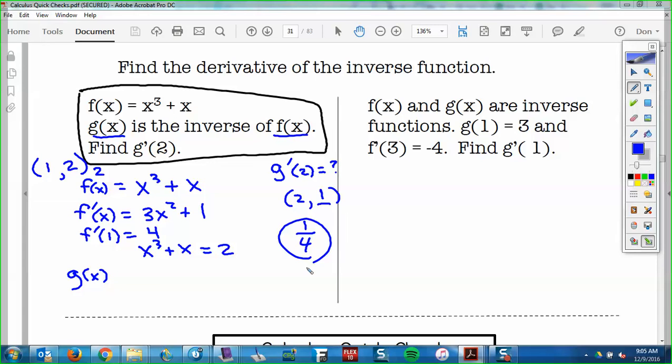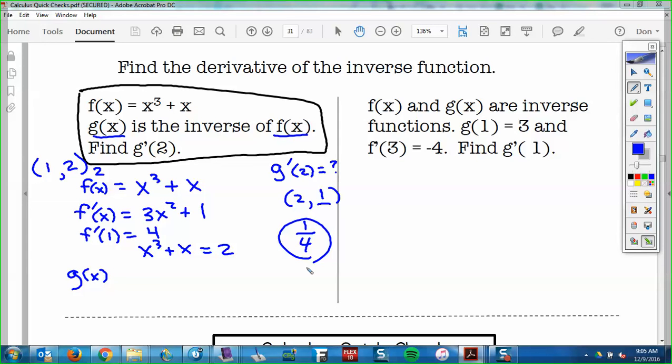And so that's how we would work that problem, and that's how you work that problem every single time. When they give you an inverse function and ask you for g prime of 2, but all they give you is the f graph, you need to find f prime not at 2, but at its mirror point. So if 2 is the input on this graph, it means 2 would be the output on this graph.